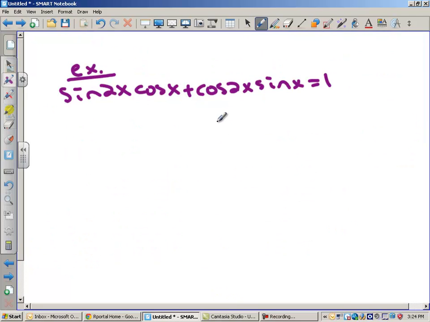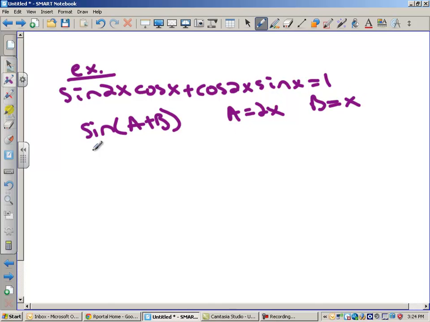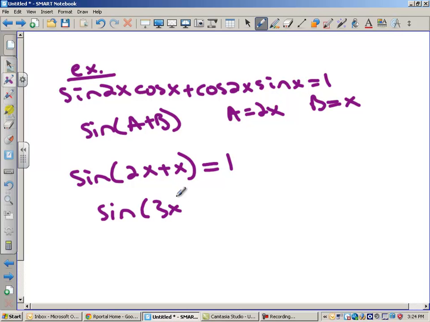All right, let's do one more. And this one looks pretty crazy, but this happens to be the sine of a plus b form, where a would be 2x and b would be x. And so this simplifies into sine of 2x plus x equals 1. And so we have the sine of 3x equals 1.